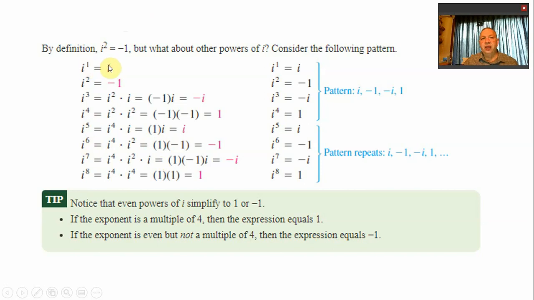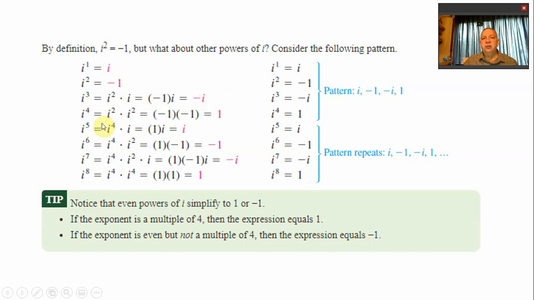i to the first power, that's just i. It's understood first. i squared is negative 1. i cubed I represent as i squared times i. The i squared I replace with negative 1. I know what that is. And now I just have negative 1 times i, which is negative i. So i cubed is negative i. And now watch, if I take the fourth power, i squared times i squared, I have my negative 1 times negative 1, which is just 1.